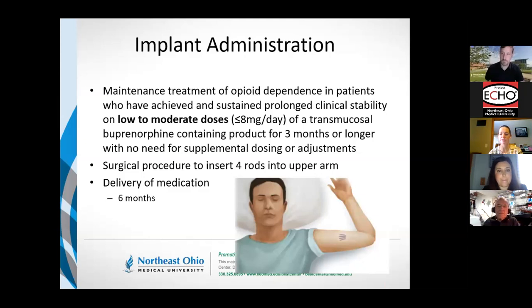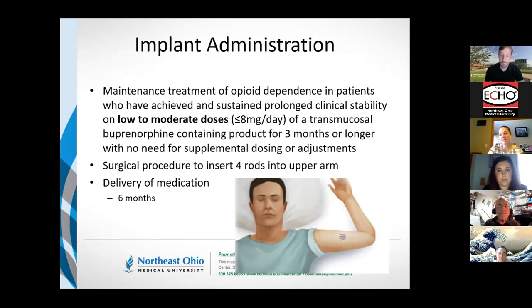The concentrations that are going to be delivered through the implant rods are relatively lower serum concentrations. So if patients do need higher doses, then this may not deliver quite enough of the buprenorphine to control patients. If they've been controlled on 8 milligrams a day or less for 3 months or longer, then they would be a candidate for the implant. The 4 rods are surgically implanted into the upper arm. You can see the picture there at the bottom. They open in a fan distribution toward the shoulder.